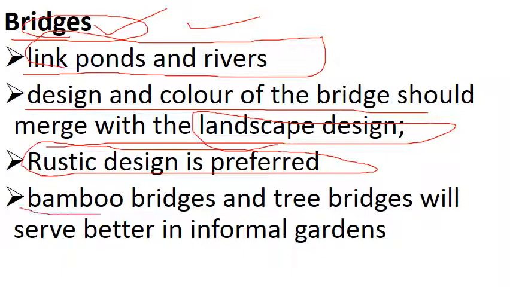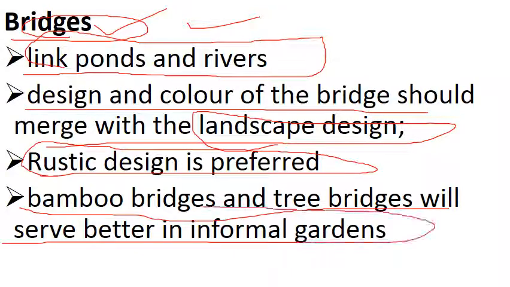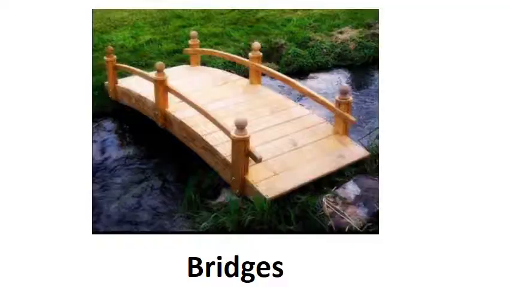Bamboo bridges and tree bridges suit an informal garden better, because in an informal garden bamboo is available, trees are available, so you go for bamboo bridges and tree bridges. This bridge is made up of wood components. You can see the wood components have a rustic design that merges with the garden color.